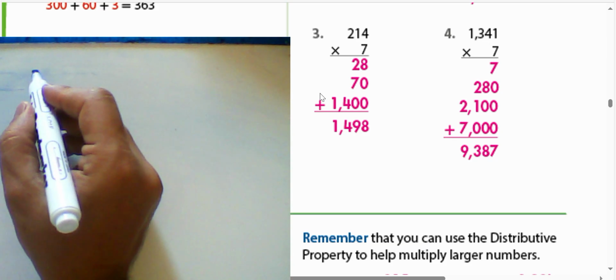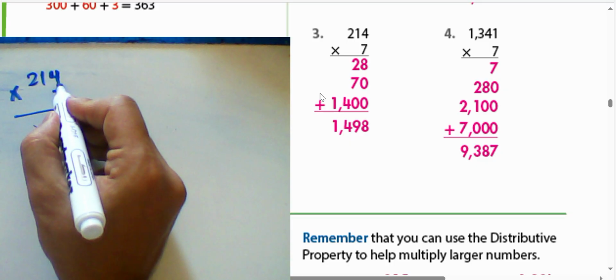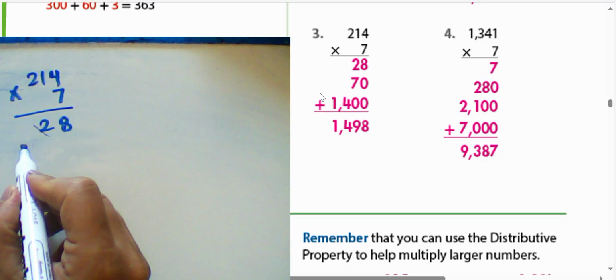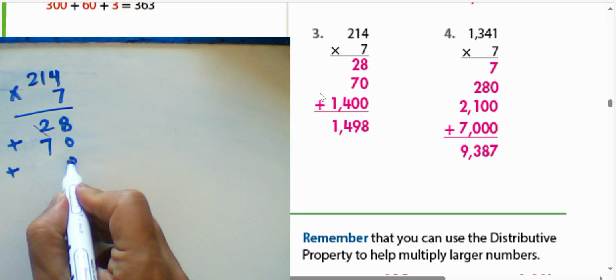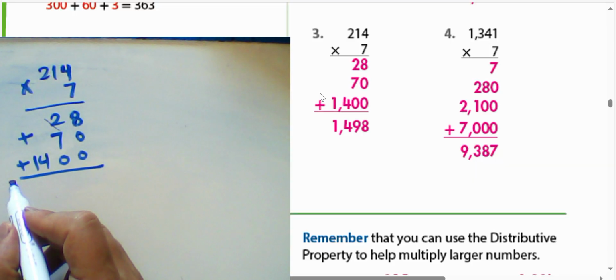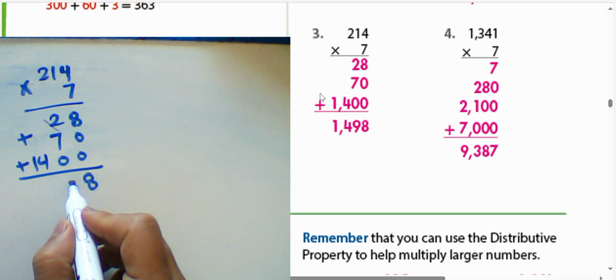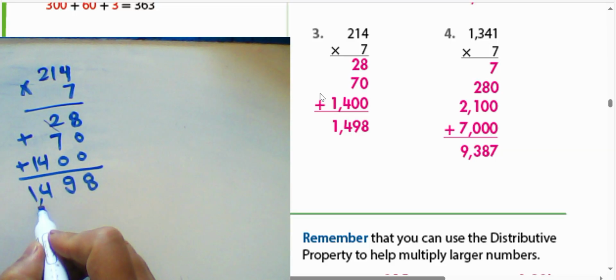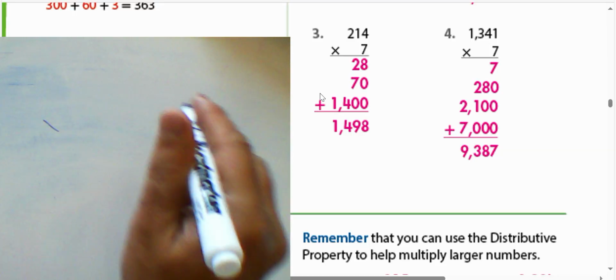Next question. Number 3, 214 times 7. 4 times 7 equal 28. Then 0, 1 times 7 equals 7. Plus on the right, double 0, 2 times 7 equal 14. 4 plus 0 equal 4, 8 plus 0 equal 8, 2 plus 7 equal 9, and write 4 and 1. 1498. Next question.